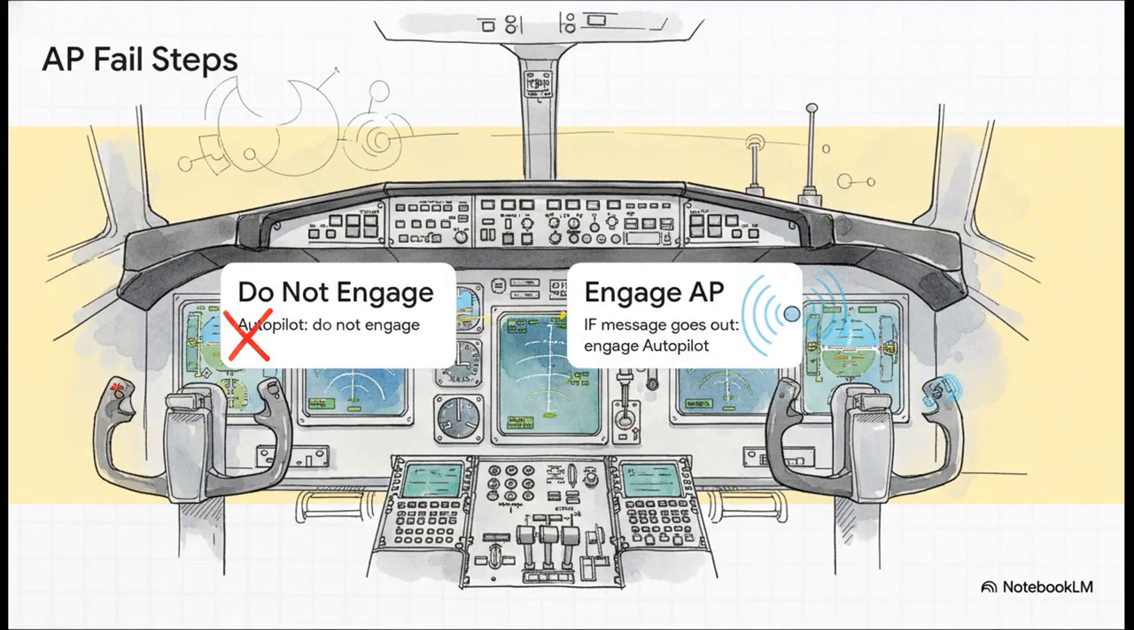And because this system has actually failed, your required procedure here is incredibly short. Step 1, do not attempt to engage the autopilot. Just fly the plane. Step 2, if the message goes out, then you can engage the autopilot as required. Did you catch what's missing there? There's literally no instruction to press a button to cancel alerts or to explicitly adjust trim in this specific checklist. You just keep your hands off the engagement buttons and you wait.